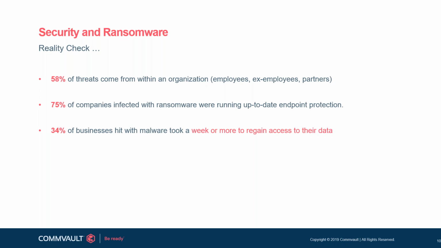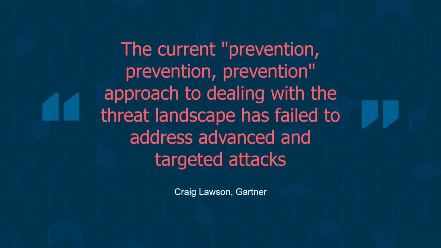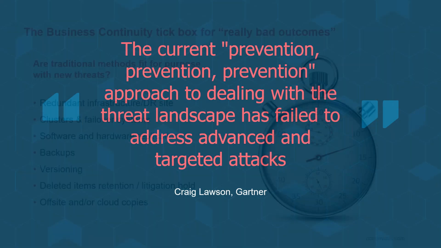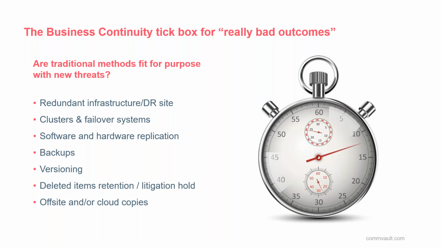And also 58% of threats come from within an organization. So again, we can concentrate a lot on the external threats and the malware and the ransomware, etc., but we also have to consider our own internal threats. And this is a quote from Craig Lawson at Gartner, which relates back to that 75% of companies that do have an issue, even though they have the protection. So the prevention approach does fail, bottom line. So we do have to have, as I say, that belt and braces, that step-back potential.